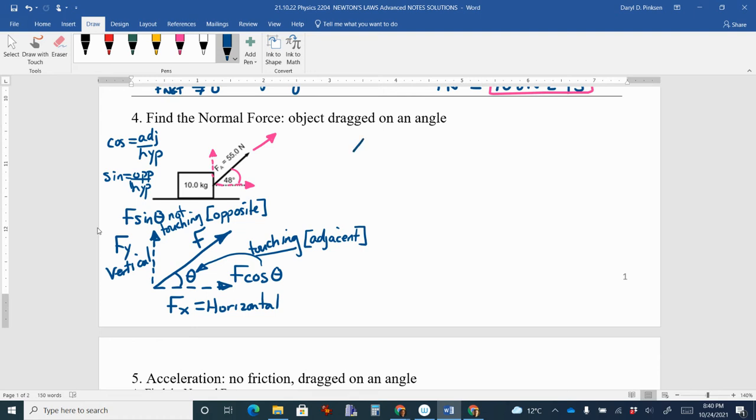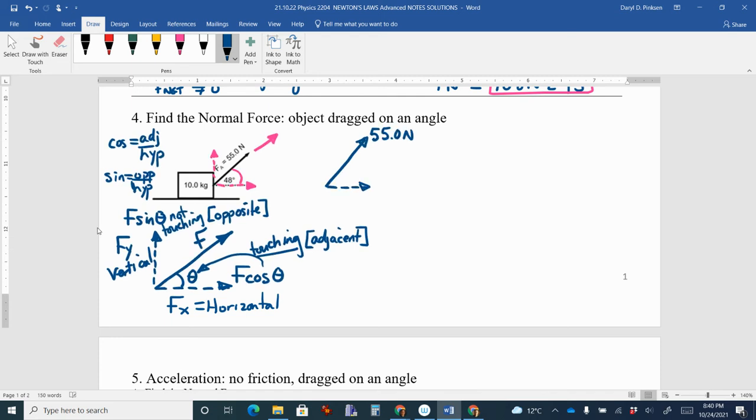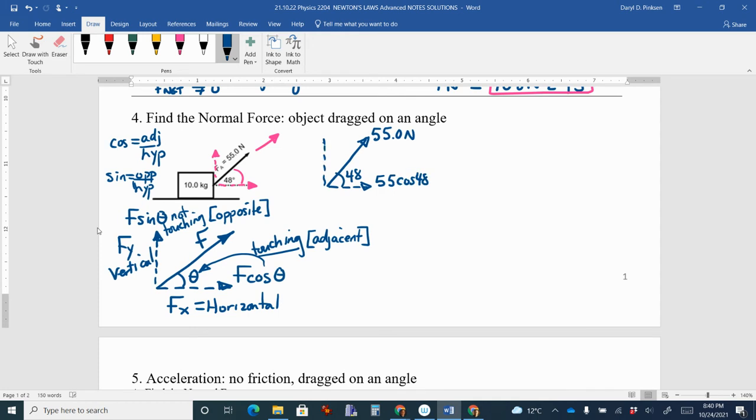So here now we have 55 newtons, and then we have a horizontal component here. There's 48 degrees. This is going to be 55 times the cosine of 48. And going up, it's going to be 55 times the sine of 48. So those values work out to be, I'm going to write them over here on my little diagram. This is going to be 55 cosine 48.